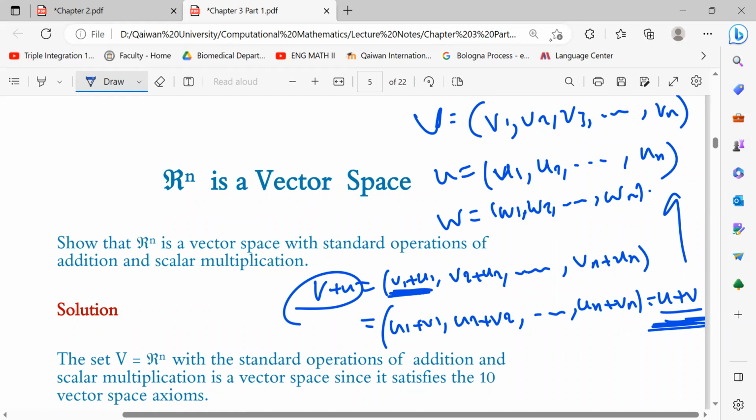The third one is associativity. So let's take a break. Let's take a break, okay? We will finish after the break.